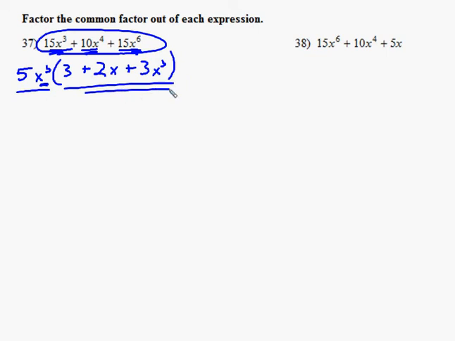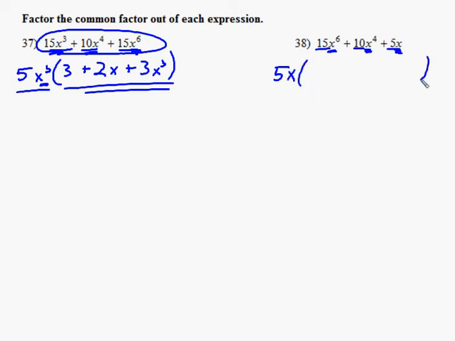The next one's very similar numbers. So we want to think, what's the largest number that goes into 15, 10, and 5? And we know that 5 goes into each of those. And then think, what variables go into all of these? Well, only x. This has an x to the sixth, x to the fourth, and this just has an x. So the only one that's in common in all of them is just a single x.